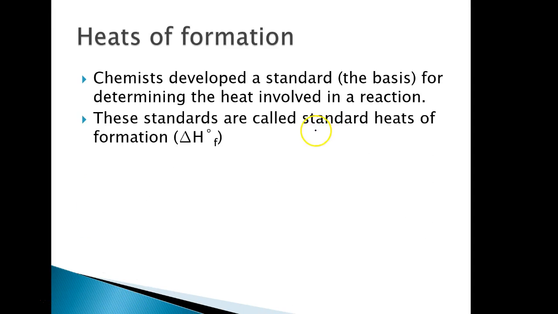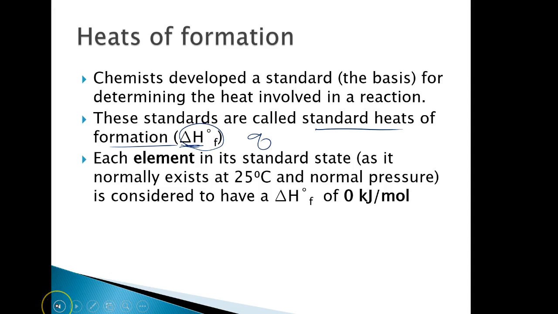The standard heats of formation are written as delta H, because now we're talking chemical reaction. It means a little bit different than Q, but as far as you guys are concerned, it means the exact same thing as Q. So delta H means Q. The rule is this is where the starting point is: each element in its standard state, meaning as it normally exists at 25 degrees Celsius and normal pressure, has a heat of formation of 0. This is something you're going to have to memorize.